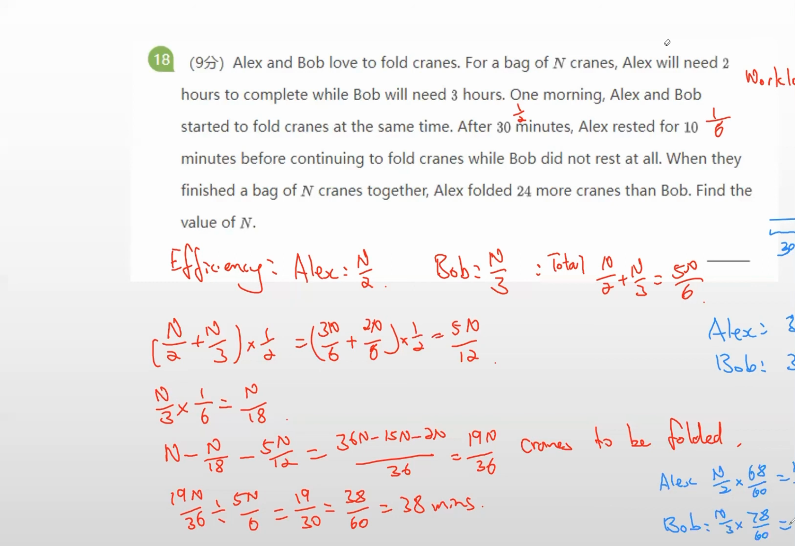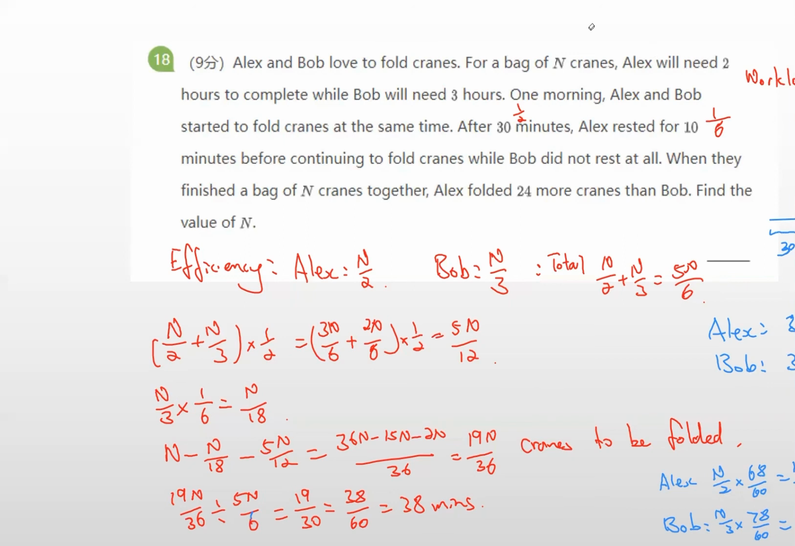Yes, Rihan? I understand the steps, but how do you get from 19n over 36 divided by 5n over 6 to, like, 19 over 30? Following the equation, so here we got the workload, right? So we know 19n over 36 is the workload, which is the number of cranes that need to be folded after 40 minutes, right? That's the amount of cranes that is left. That's the workload. We divide by the efficiency of them working together, which is 5n over 6, right? And that gives us the time. Is that okay?